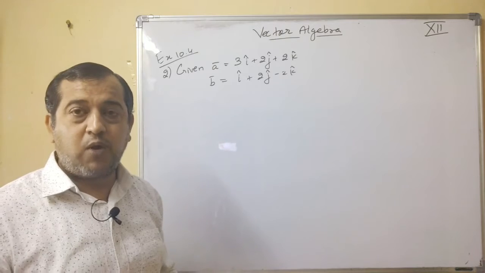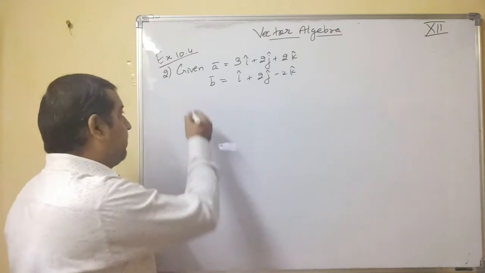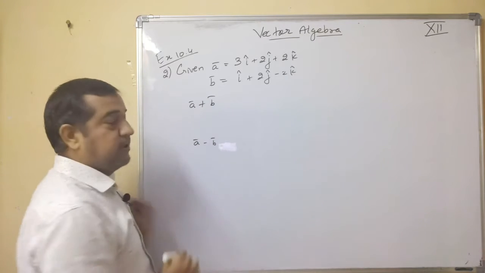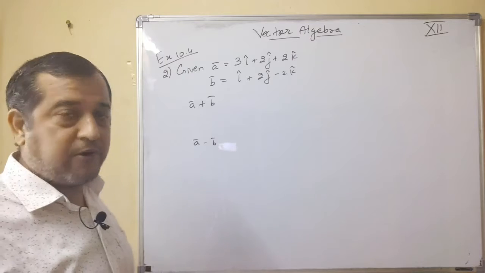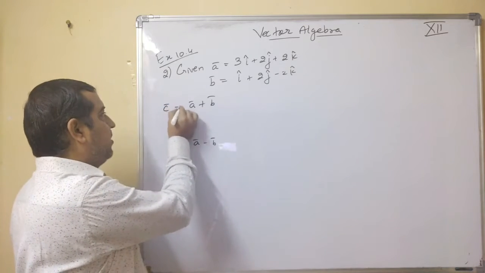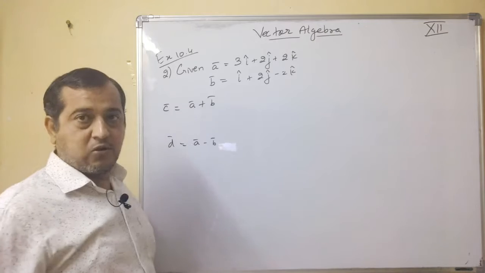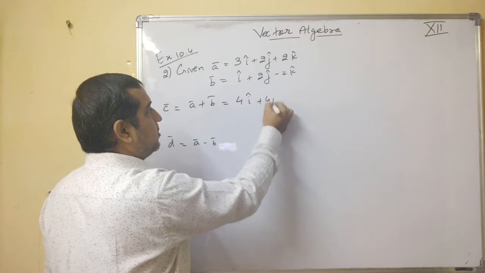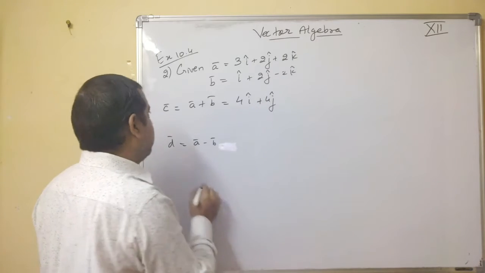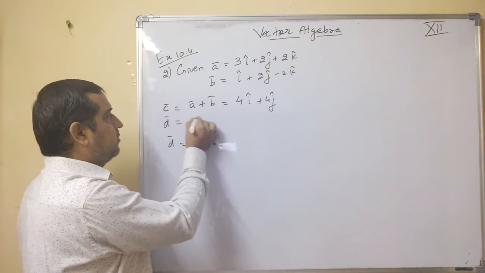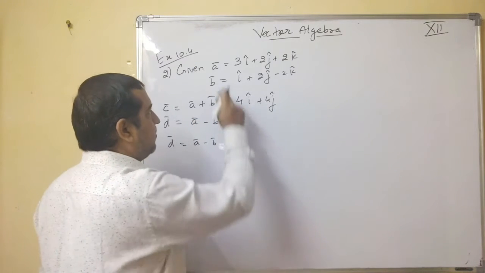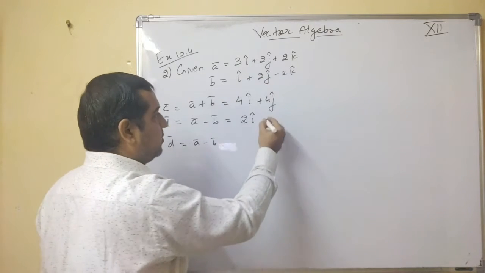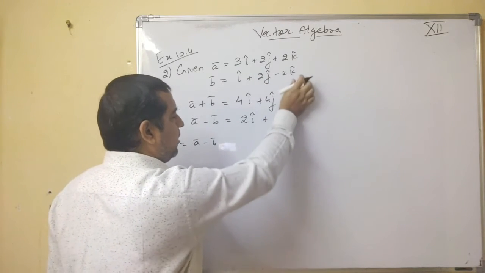What you have to find? You have to find a unit vector which is perpendicular to vector A plus B, and it is perpendicular to vector A minus B. First of all, you find these vectors and if possible give them names, vector C and vector D. So vector C is vector A plus B. Add these two, you get 4i plus 4j, and k vanishes. Vector D is vector A minus vector B. Subtract: 3 minus 1 gives you 2i, the j part vanishes, plus 4k.